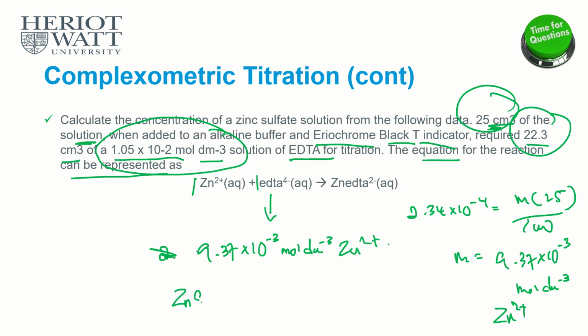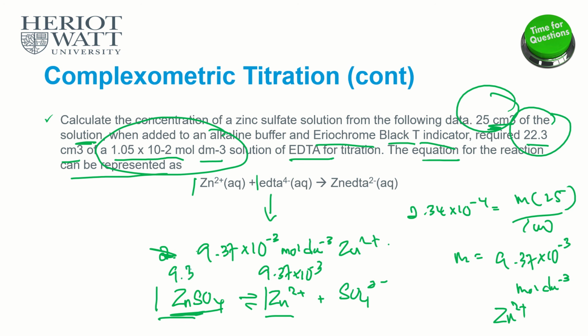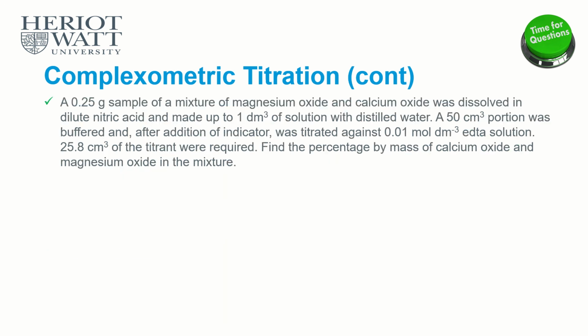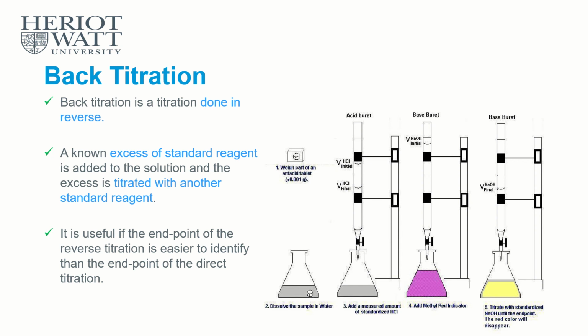Let's check. Zinc sulfate is ZnSO4. When you dissociate, you get zinc 2 plus and sulfate ions. See that? The ratio of zinc sulfate to zinc ion is 1 to 1. So if the concentration is 9.37 here, the concentration of zinc sulfate overall is the same, 9.37 times 10 to the power negative 3. You get it? So that is your answer then. Okay, so this is how we do a complexometric titration here. All right, 9.37. See that? That's the answer. The rest you can try out yourself.